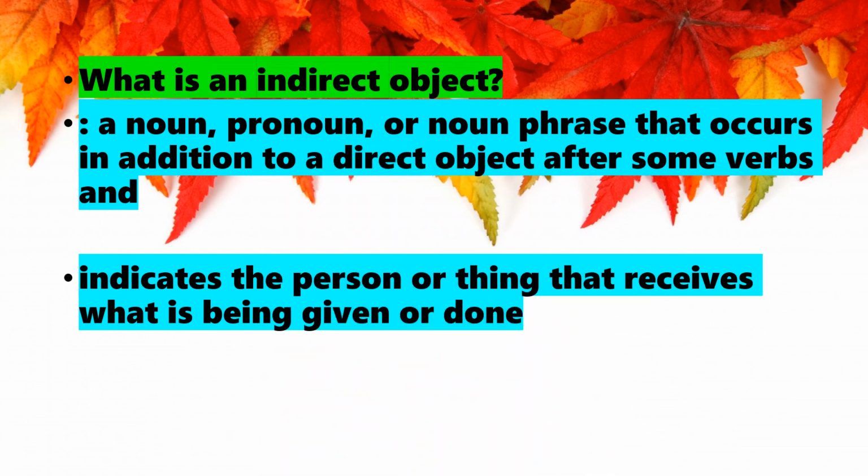An indirect object is also a noun or a pronoun or a noun phrase that occurs in addition to a direct object after some verbs. It indicates the person or thing that receives what is being given or done. So you should be able to identify the direct object and the indirect object with this information very easily.